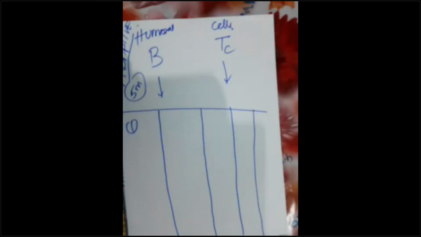Now, there are 5 processes by which they will kill. Draw like this: 1, 2, 3, 4, 5. I will write the names over here and define each separately. These are your 4 or 5 marks questions. All these are 5 marks questions in physiology.